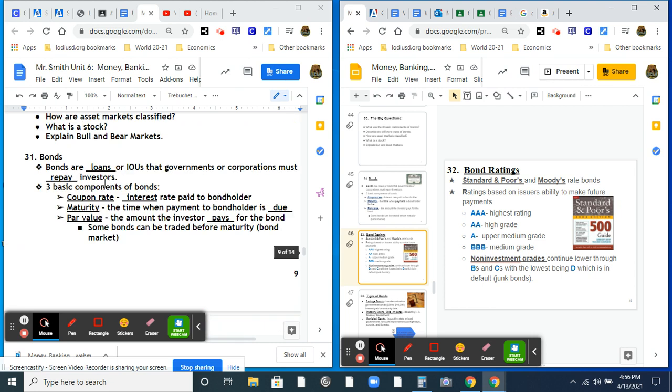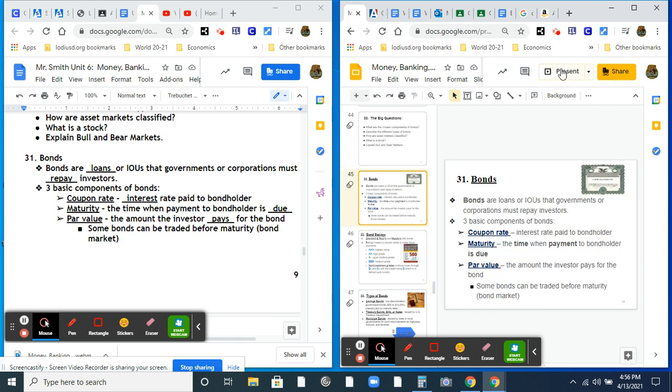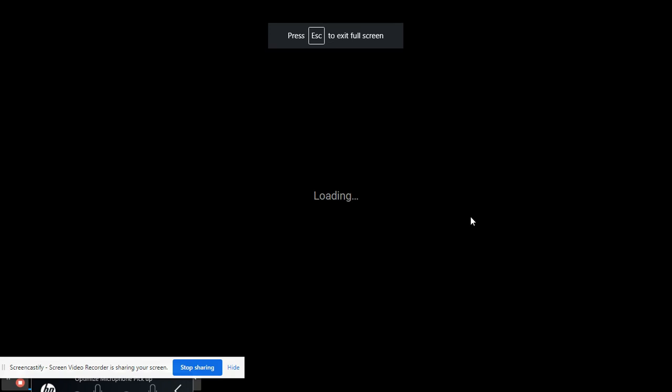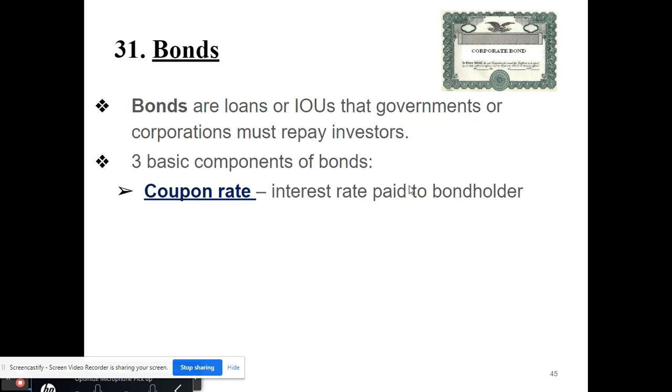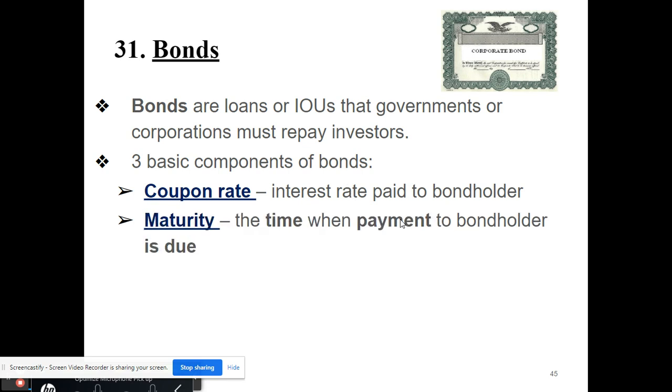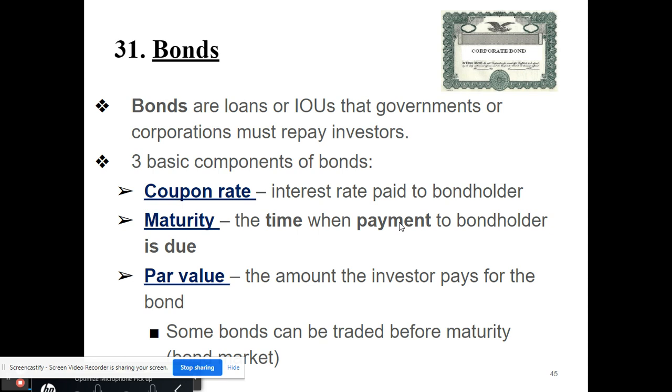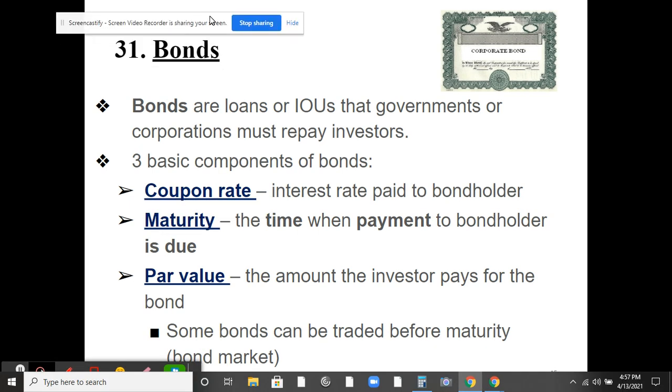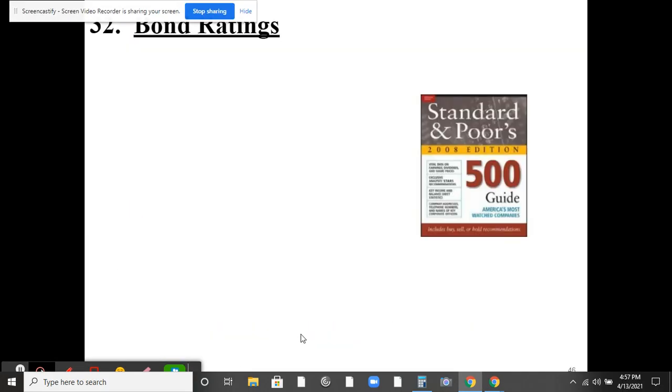All right, bond ratings. Let's go back and make this one bigger and then look at the next one. Notice I mix it up. That's what a bond looks like. It's a corporate bond. There's always some kind of Americana: an eagle here, and then some laurels to make it look fancy. Again, three parts of a bond: coupon rate, your interest rate, maturity when it's due, and the par value. Some bonds can be traded before maturity on the bond market, so you can buy and sell them. But it's kind of a niche, kind of a small enterprise.